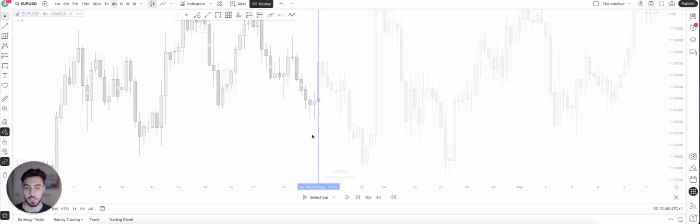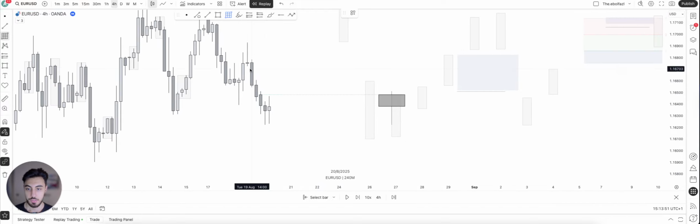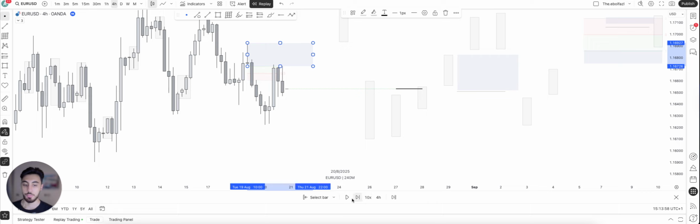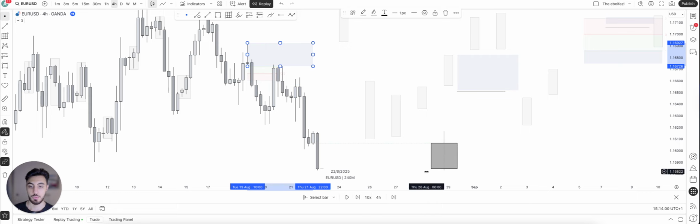So take a look again. We have an imbalance fill. What we're going to talk about, we're looking for this area as the imbalance fill, and also we have a beautiful order block. Price filled this area and gave us a beautiful reaction.